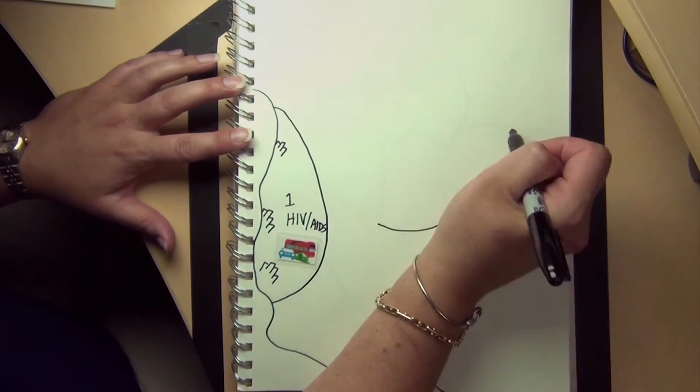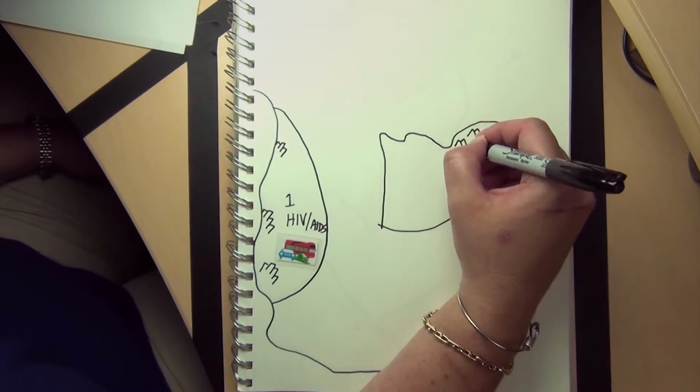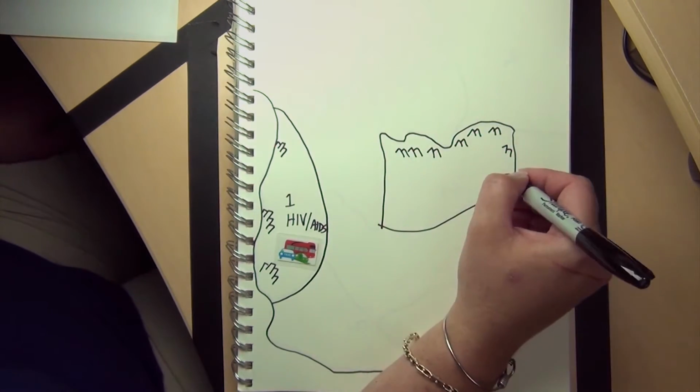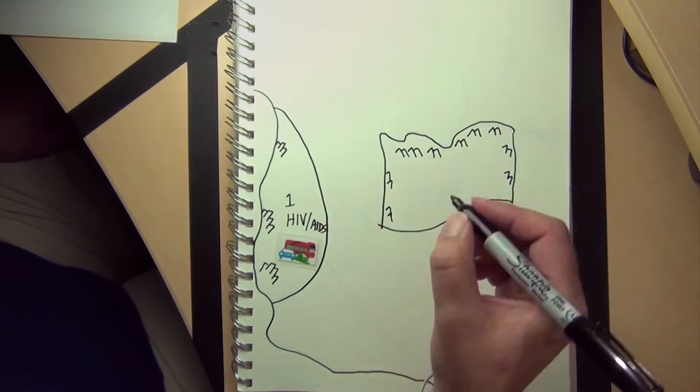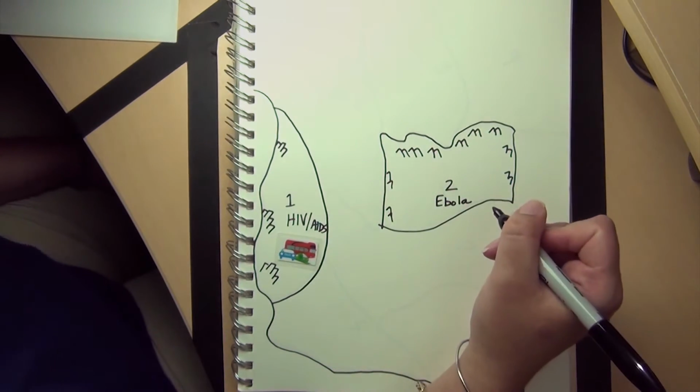Country number 2 is a mountainous, forested country, which is predominantly rural. Transportation is challenging due to the mountainous terrains, and the average annual income is $3,000. This country has a high rate of Ebola.